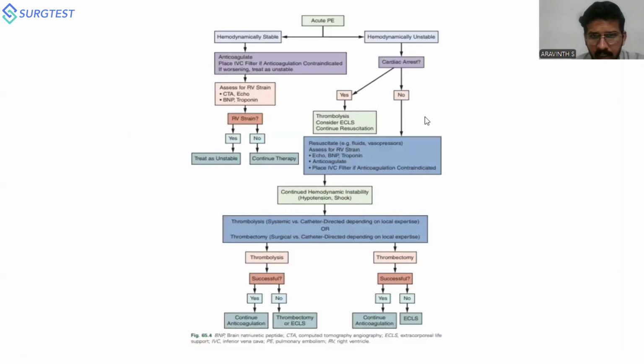Look at the lower part of the arm now. Thrombolyzed, patient continues to remain hemodynamically unstable. I have done a thrombolysis. If it is successful, I can continue anticoagulation. If it's not successful, I can assess for a thrombectomy or ECLS at this point, right? But if I perform a thrombectomy and if it is not successful, my only option is to look for ECMO, that is extracorporeal life support. This is how the algorithm for treating a pulmonary embolism patient goes.